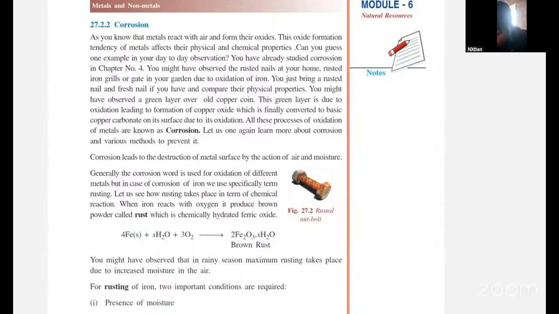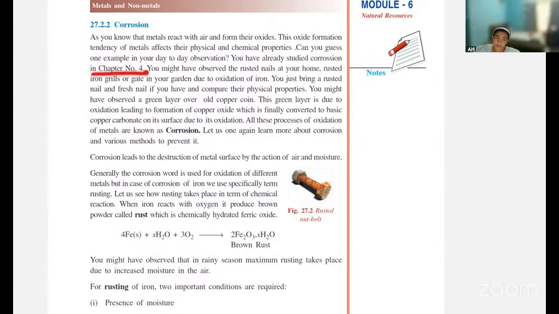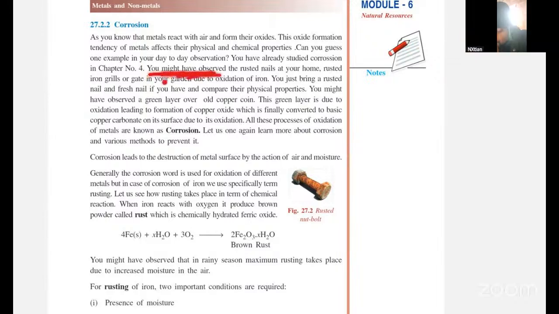You have already studied rusting and corrosion in a previous chapter. Yes, the rusting of a gate, the rusting of iron. Iron becomes iron oxide in the presence of water, moisture, oxygen, air. So you might have observed rusted nails at your home, a rusted iron gate in your garden, due to oxidation of iron.